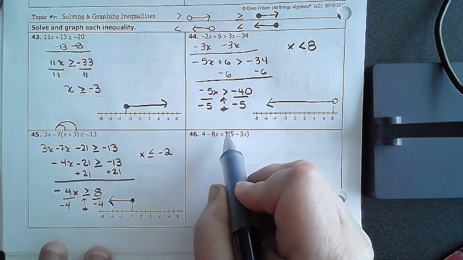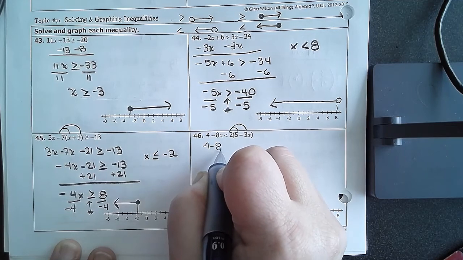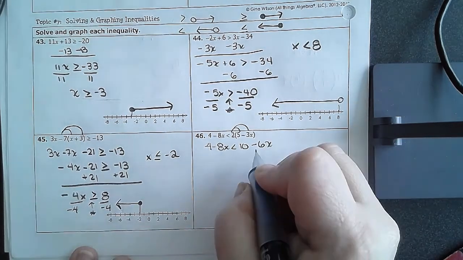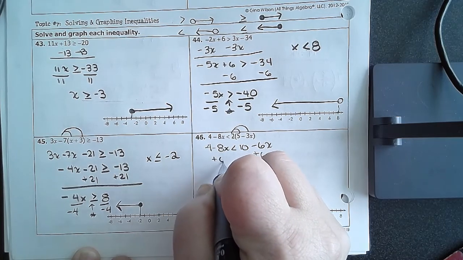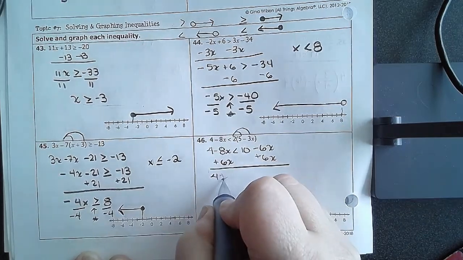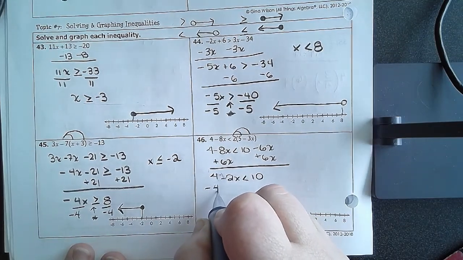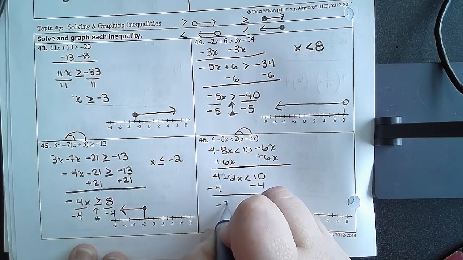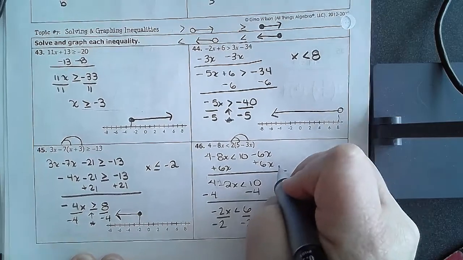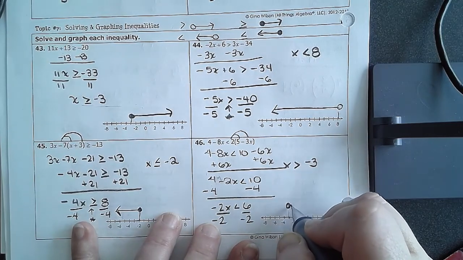so next one, we have 2 times 5x minus 3x. So we have 4 minus 8x is less than 10 minus 6x, right? And then I'm going to bring this variable over to the left side. So I have 4 minus 2x is less than 10. And then I have to get rid of this 4, so I'm going to subtract it. And gosh darn, we have another negative variable. So that's going to be 6. So we're going to divide by negative 2. So x is now greater than negative 3. So we go to negative 3, we have an open circle, and we go to the right.